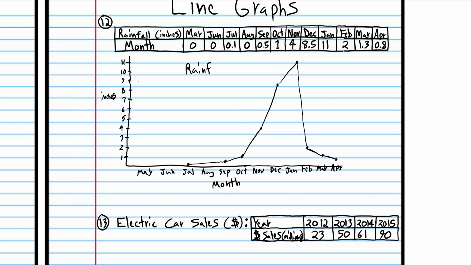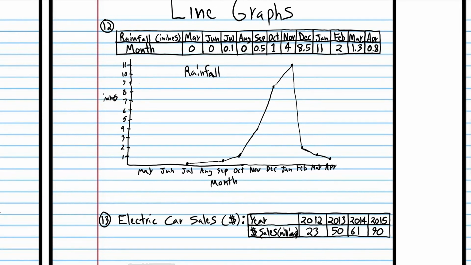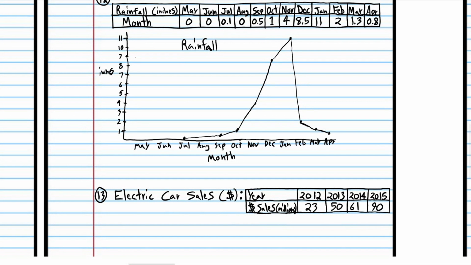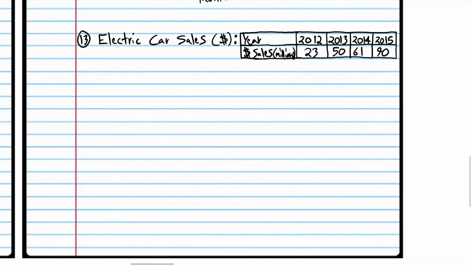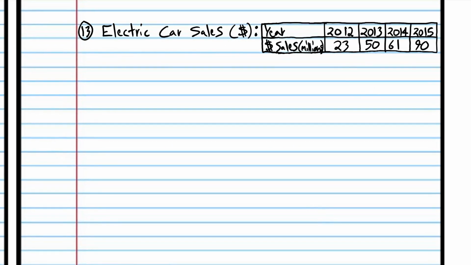Now, of course, if this were an actual graph, you'd have to say rainfall where? Where's the rainfall? Is it rainfall in California? Is it rainfall in Cincinnati? You know, where's the rainfall? But we don't really have time for specific titles. So there you go. It's pretty easy. You just make the dots, and you connect the dots. So why don't you try number 13, and when you come back, we'll do it together.